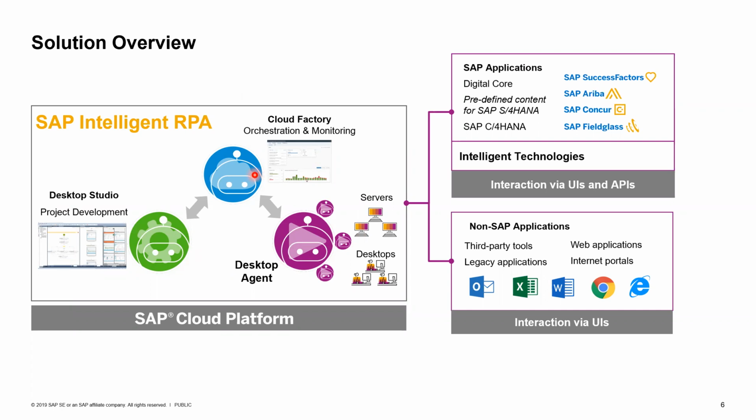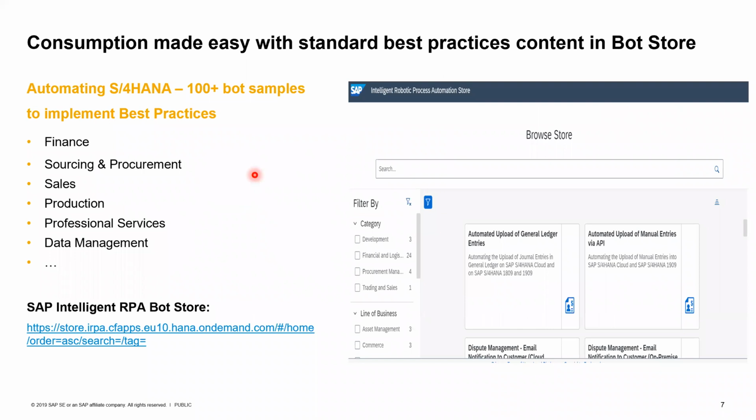Now I think we have everybody on the same page as to the background of what SAP Intelligent RPA is all about. Now let us come to the main topic of this webinar today, which is about the standard best practice content and the bot store. Just like an Apple store or a Play Store, what SAP has also created is called the SAP Intelligent RPA Bot Store. It is here that we have published our best practices bots.